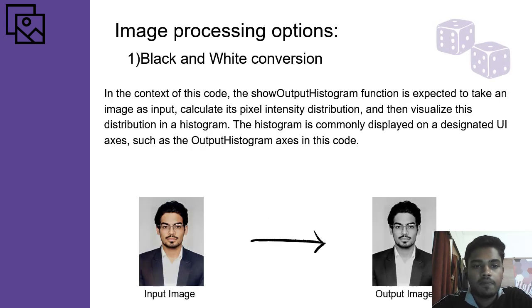The next slide, in the context of this code, the show output histogram function is expected to take an image as input, calculate its pixel intensity distribution, then visualize this distribution in a histogram. Histogram is commonly displayed on a designated UI axis, such as the output histogram axis in this code. As we can see on the screen, the input image is given to the code. After that, it gets converted into black and white.